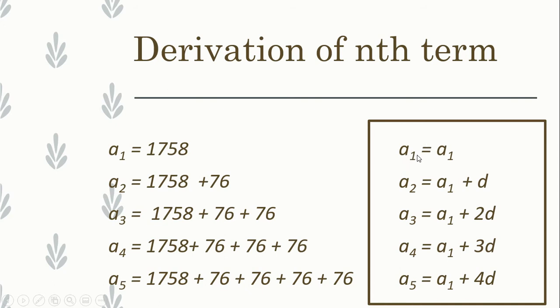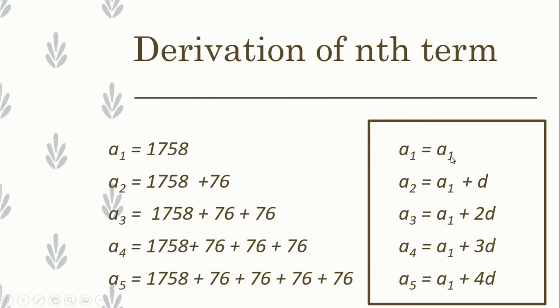Remember, these subscripts at the left side of each equation represent the value of n evaluated at different terms. What patterns exist in n and the coefficient of d? Let me guide you through this observation. What is the value of n in this equation? The value of n used to evaluate that is 1.